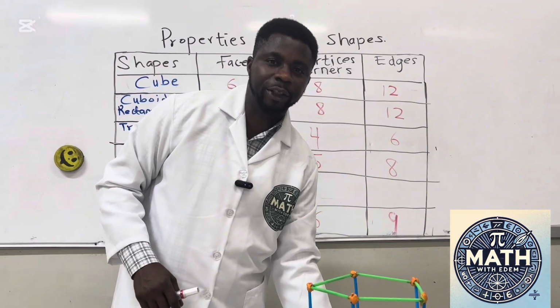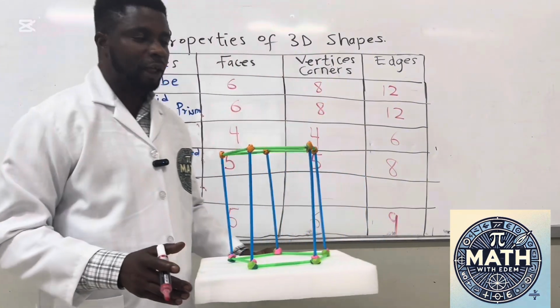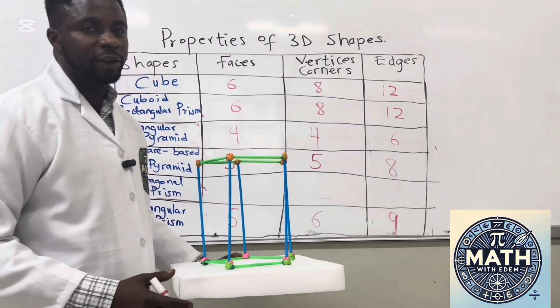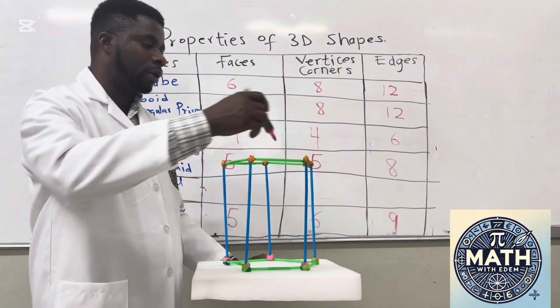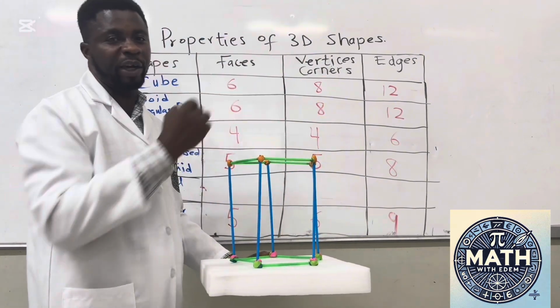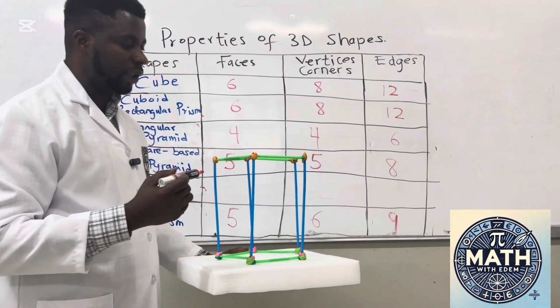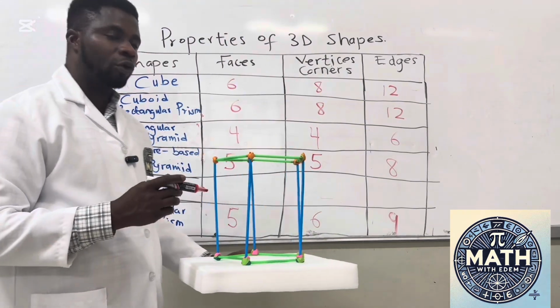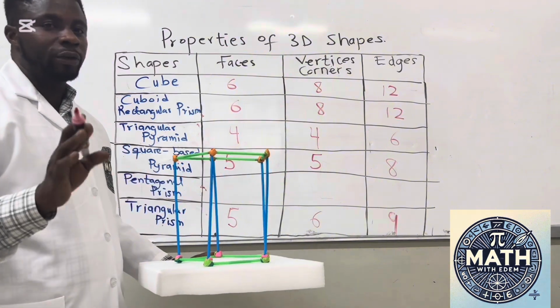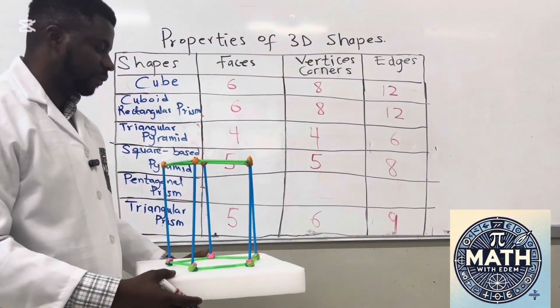Okay, so finally, let's come to the pentagonal prism. It is a pentagonal prism because the base is a pentagon and the top is also a pentagon. So we are going to find the properties of the pentagonal prism. First of all, let's look at the faces.